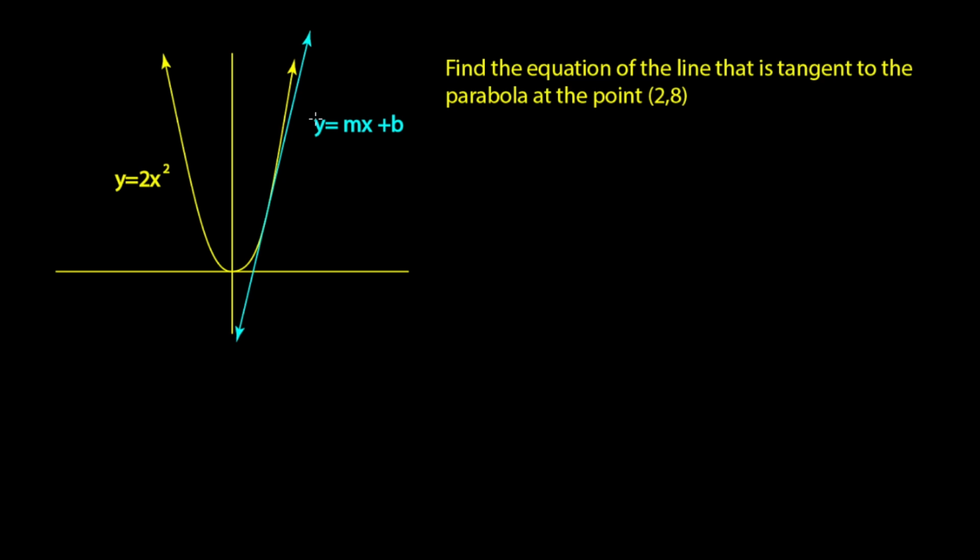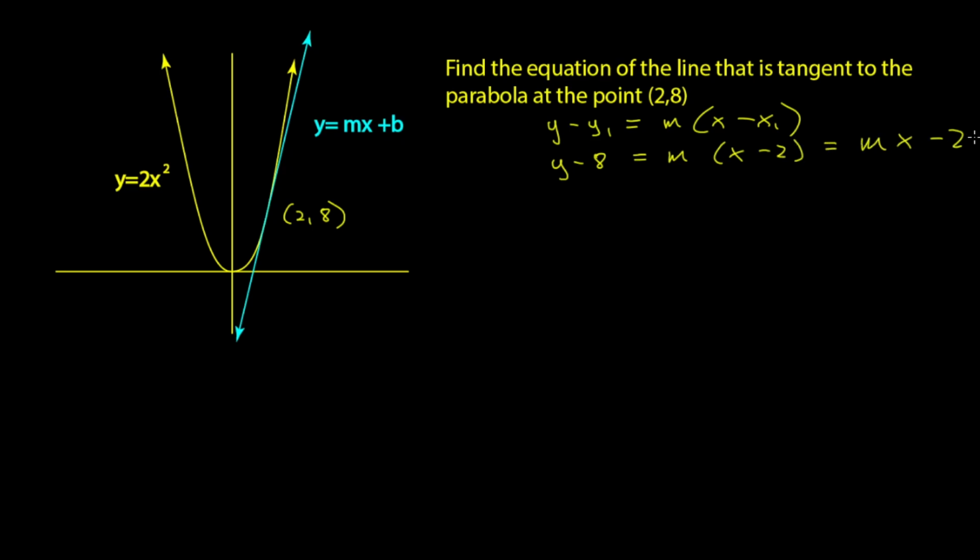We are going to be finding the equation of the line tangent to the parabola y = 2x squared at the point (2, 8). The first thing we're going to do is start finding the line. Y minus y1 equals m times x minus x1, basic point slope form. So y minus 8 equals m times x minus 2, or mx minus 2m. So then y equals mx minus 2m plus 8.